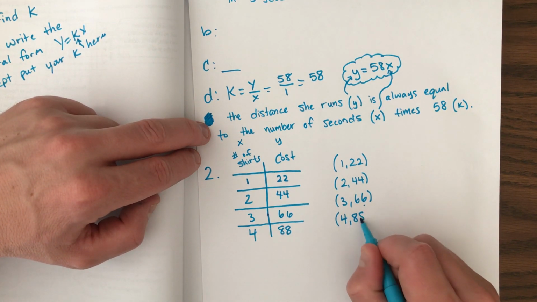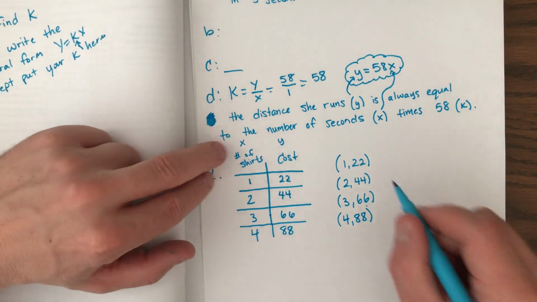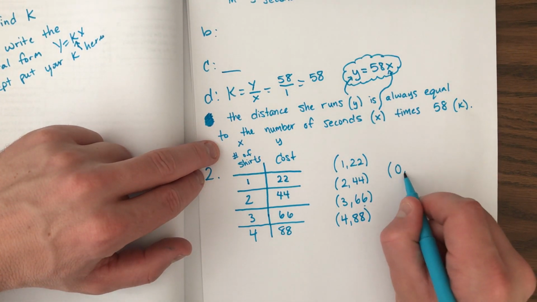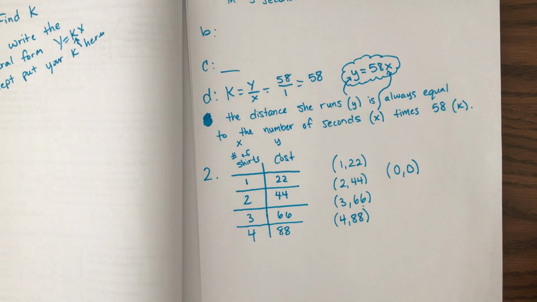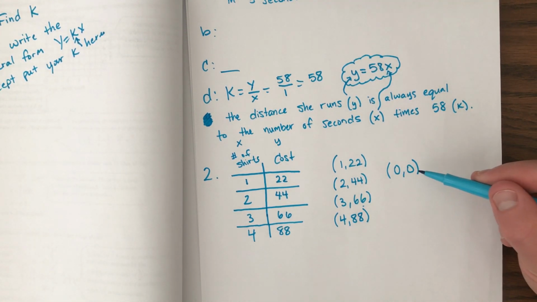And 4, comma 88. And there's one point that we should definitely put on here too. Every proportional graph has to have that origin, right? We know that. And that says that 0 shirts better cost $0, and that makes sense to me.